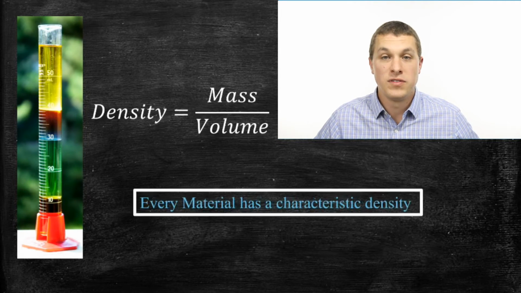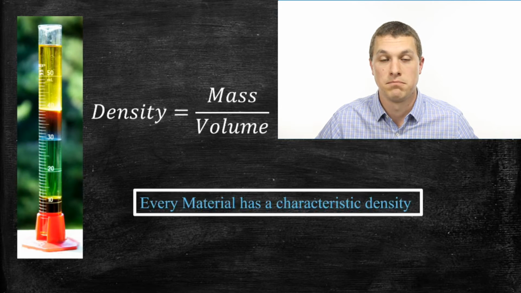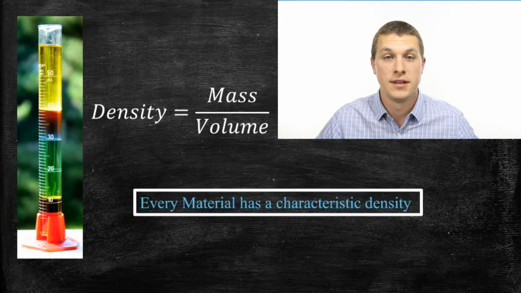So, density is basically just a measure of how much mass there is in something per volume. And you can see that in this graduated cylinder. All those different liquids of different colors have sorted out to different heights. The least dense material floats up to the top, and the most dense material sinks down to the bottom. And based on where they sort themselves, you can tell what material those are made out of. And that's because every single material has a characteristic density.